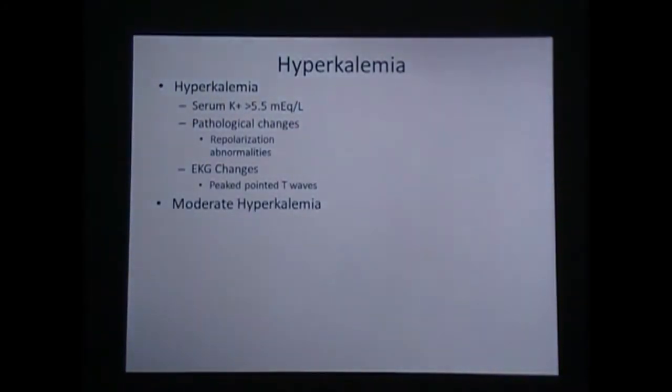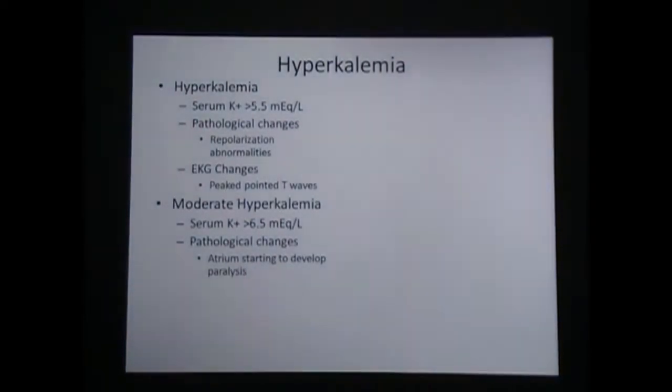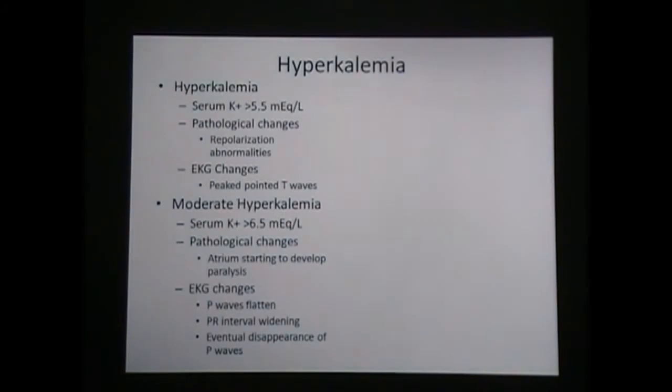With moderate hyperkalemia, which is greater than 6.5, your atrium starts becoming paralyzed. What's kind of interesting is your atrium is paralyzed, but you're still getting P waves. But your atrium isn't actually contracting. It's transmitting the electrical activity, but it's not actually having the mechanical activity. As it starts developing, your P waves will flatten out. Your PR interval becomes widened, and eventually you will lose that conduction, okay, with moderate hyperkalemia.